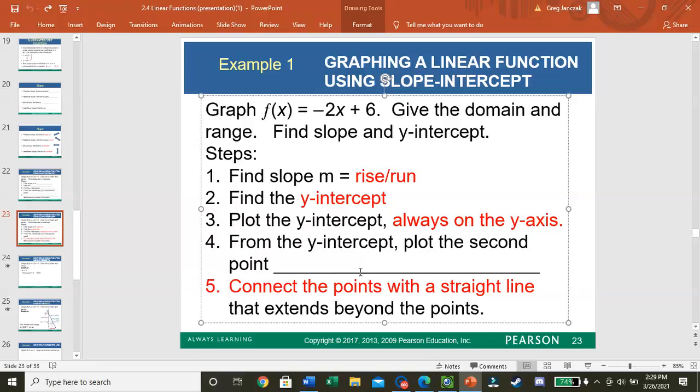Plot the second point using rise over run. So if the rise is negative, you're going to move down. Run, you're going to move to the right. If the slope is positive, your rise is going to move up and then to the right.